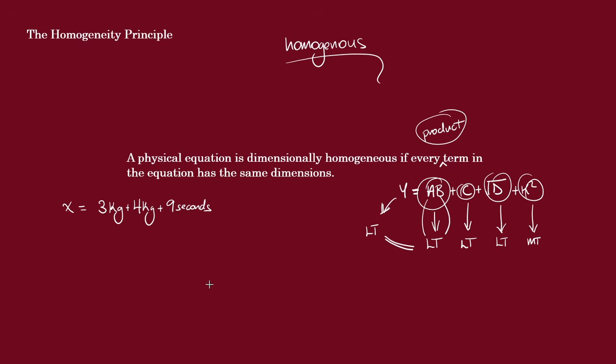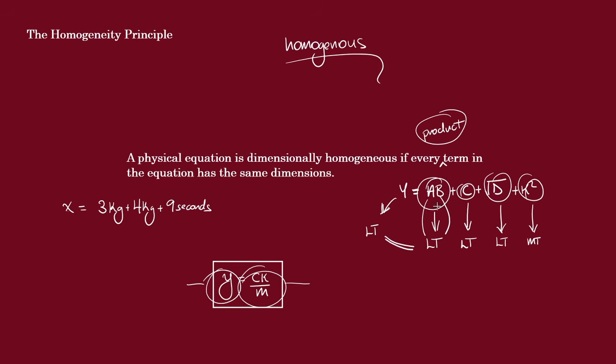So friends, let's say we've got y equals ck over m. This is the only term in this equation. Then for the homogeneity principle to be satisfied, ck over m must have the same dimensions as y. So it also applies for single term equations.